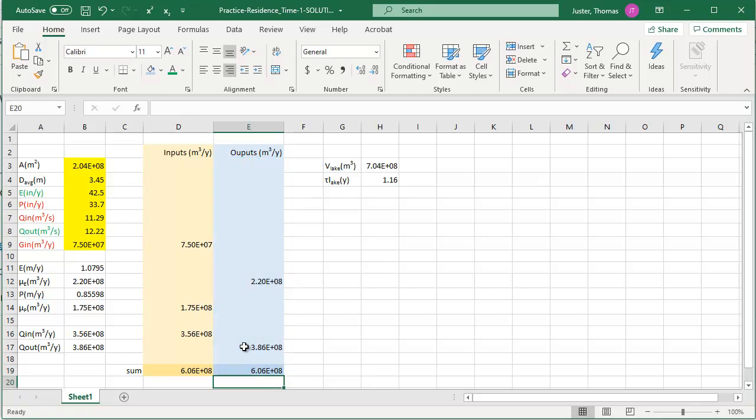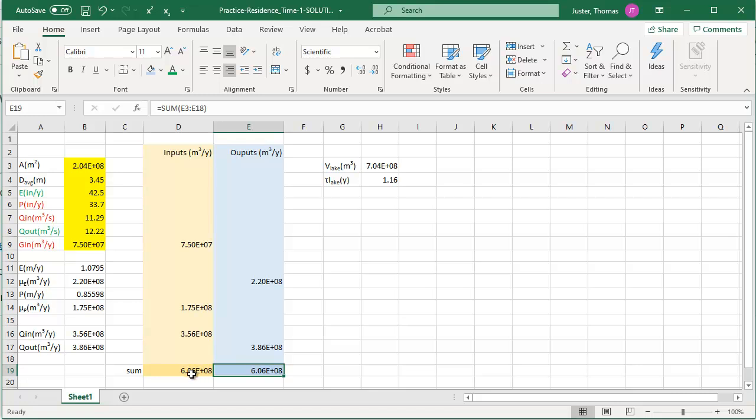Okay, and when I look at these two numbers, the inputs and the outputs, they're essentially the same, right? Within 3 significant figures, they're the same. And that's the condition of steady state that I needed to establish before I could use the residence time equation. Well, the residence time equation is really easy, right? It's just the volume divided by either of these numbers.